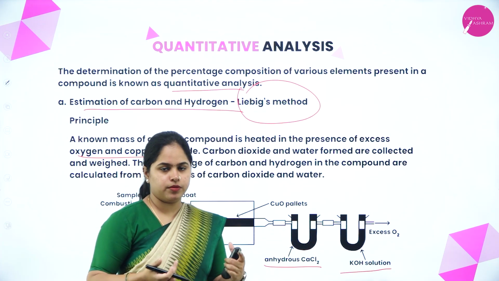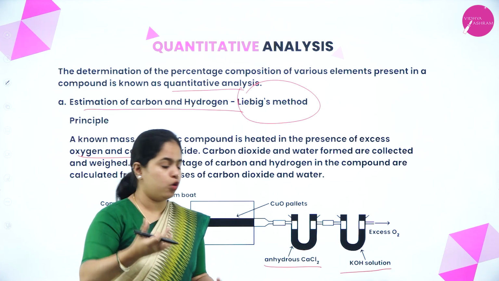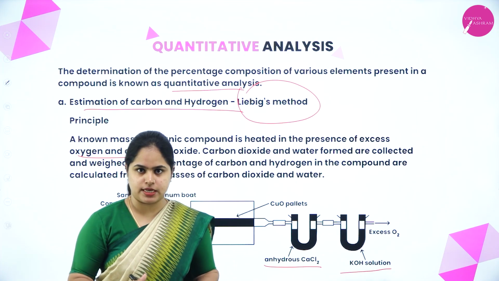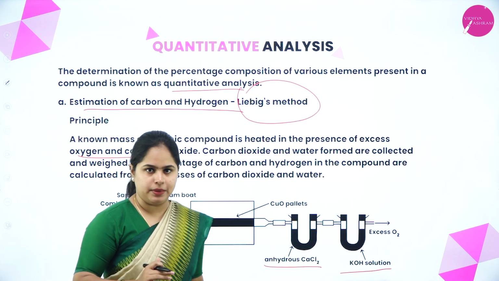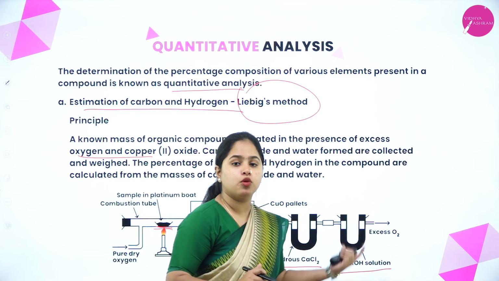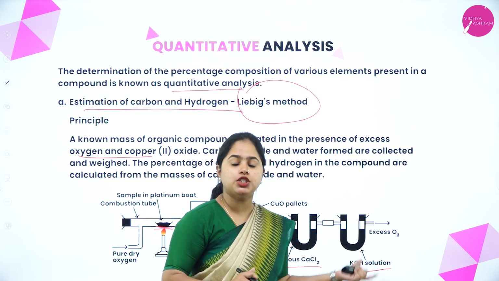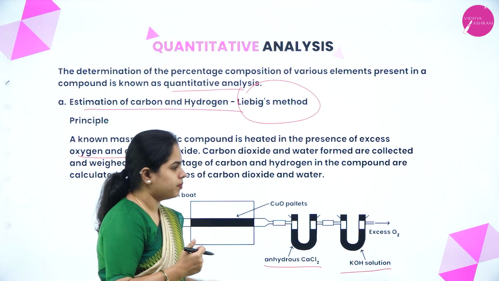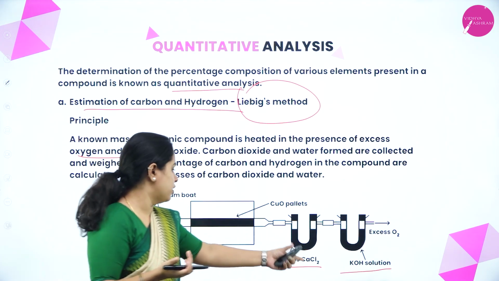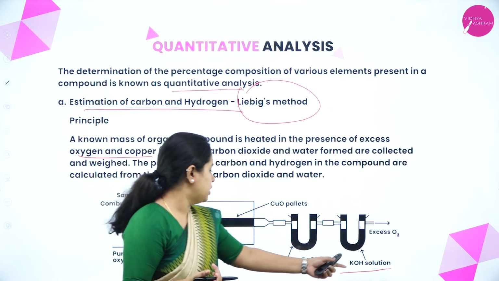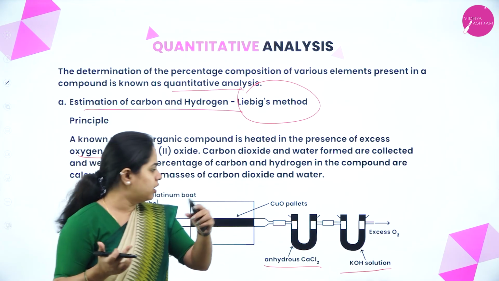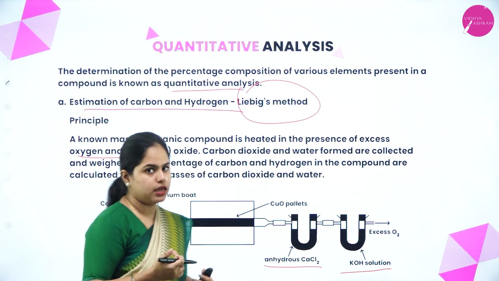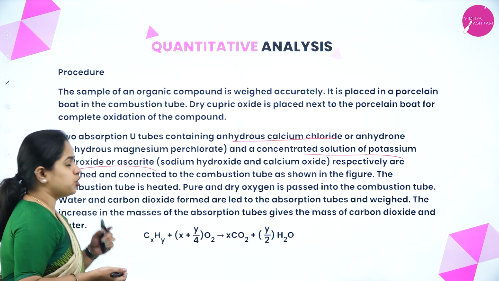We take out this apparatus and measure how much anhydrous calcium chloride is present before beginning the experiment, right? In the same way, we have to measure the amount of potassium hydroxide solution present before starting the experiment. Once the measuring of anhydrous calcium chloride and potassium hydroxide solution is done, we fit them into the apparatus. Now the combustion tube is heated.